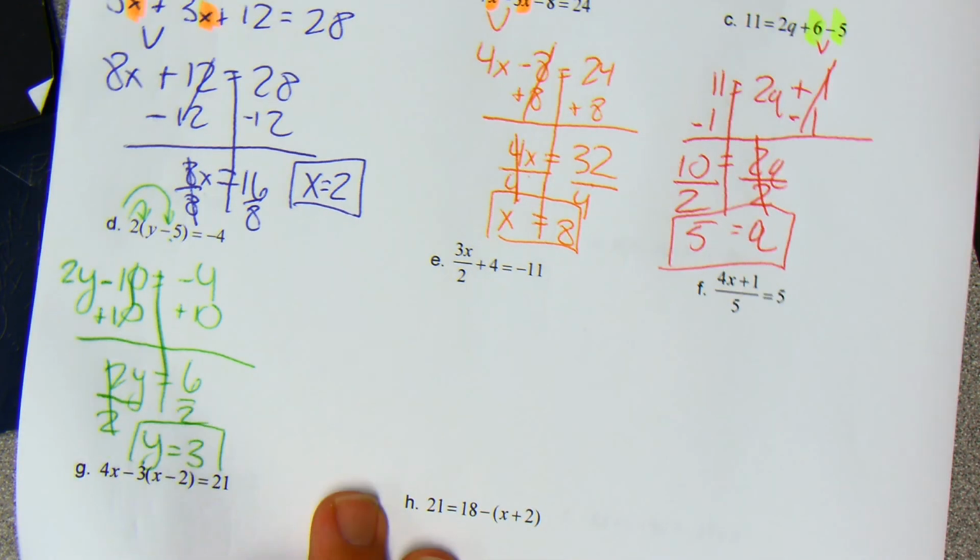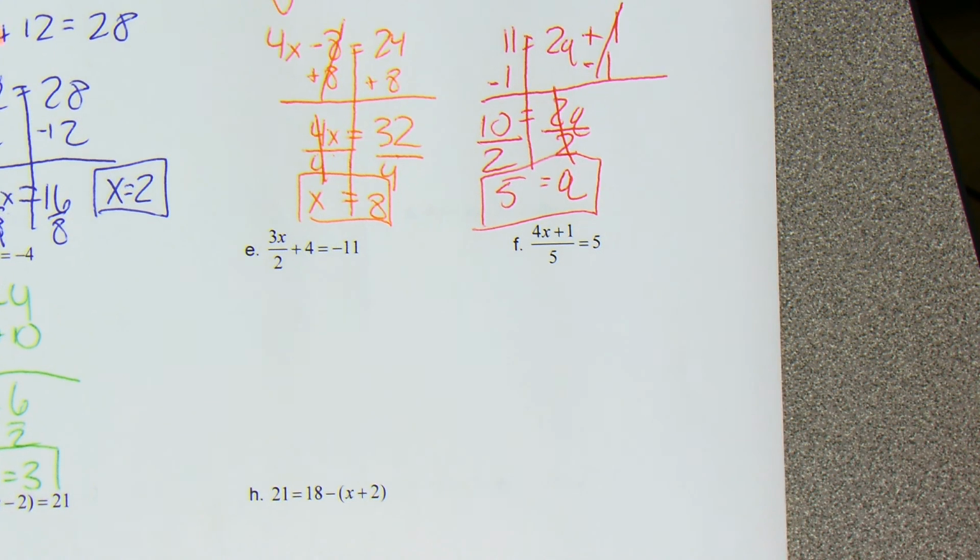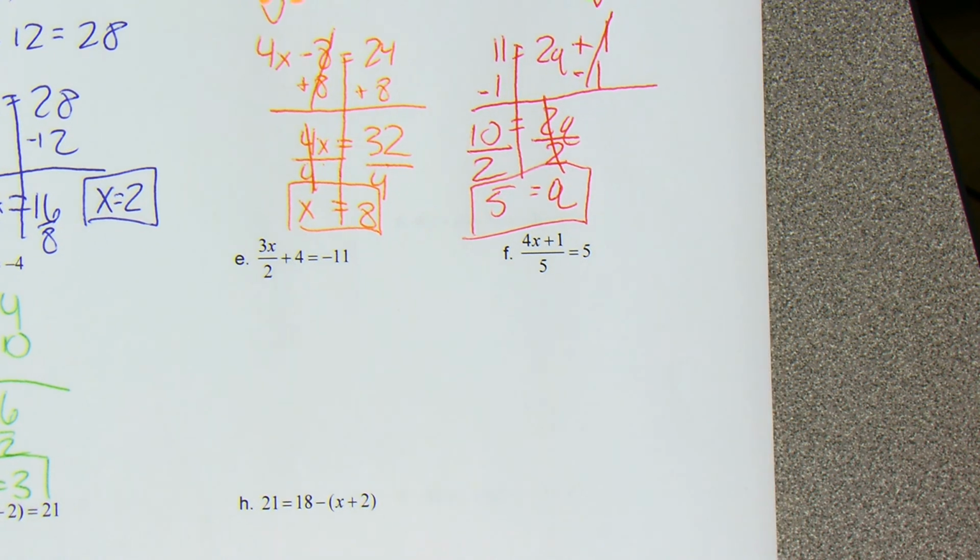Okay. Let's move on to 1e. All right, so I have 3x divided by 2 plus 4 equals -11. Okay, so I need to go through my rules. My first rule is remove distributive property first. So I need to think, do I have distributive property? And I do not have any distributive property, so I do not need to worry about that yet.